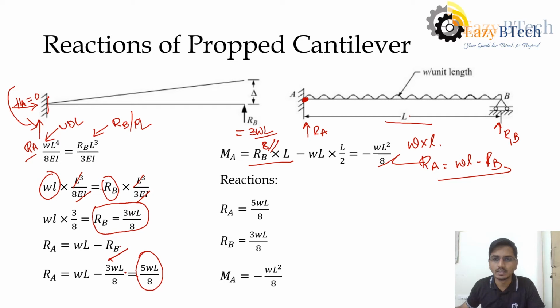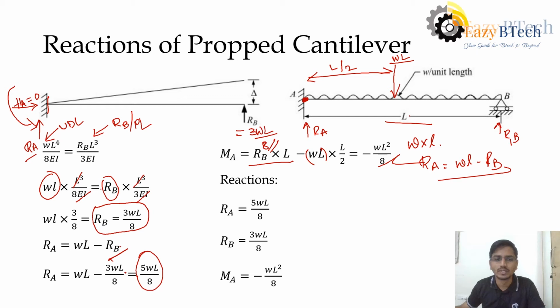When we come to the other side, there are no forces acting. On the top there is a UDL acting. The UDL has a magnitude of W into L, acting throughout the distance, and if we convert it into an equivalent point load, it will act at a distance of L by 2. So WL is the magnitude and it will be acting at a distance of L by 2.